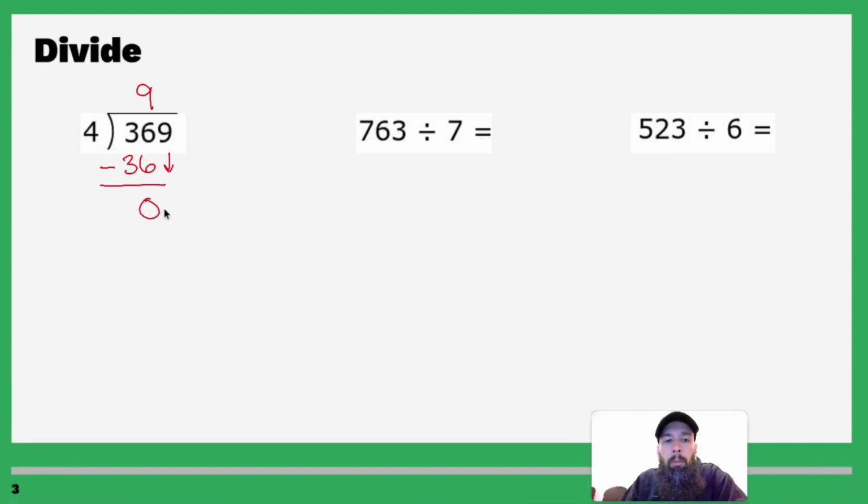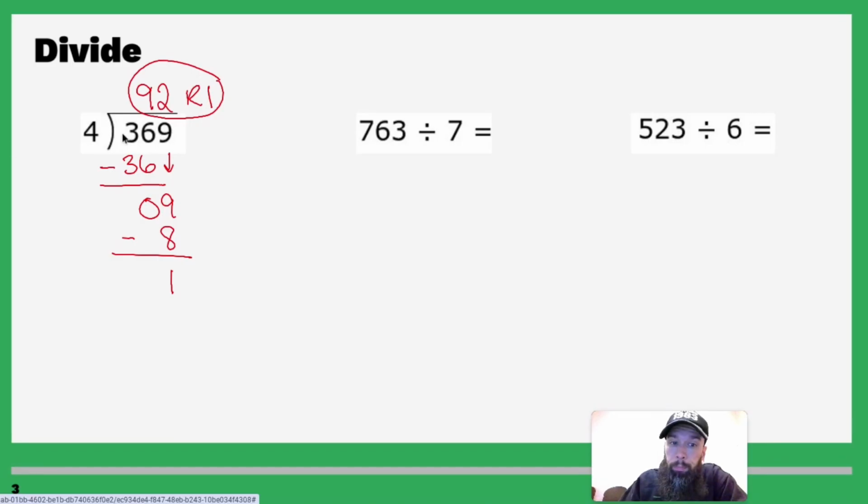Drop down the next number. Repeat the process. 4 goes into 9 2 times because 4 times 2 is 8. Anything bigger than that won't work. So you multiply 2 times 4. Yep, you get 8. Subtract those numbers. 9 minus 8 is 1. We're out of space, so 1 is your remainder, and your answer is 92 remainder 1.